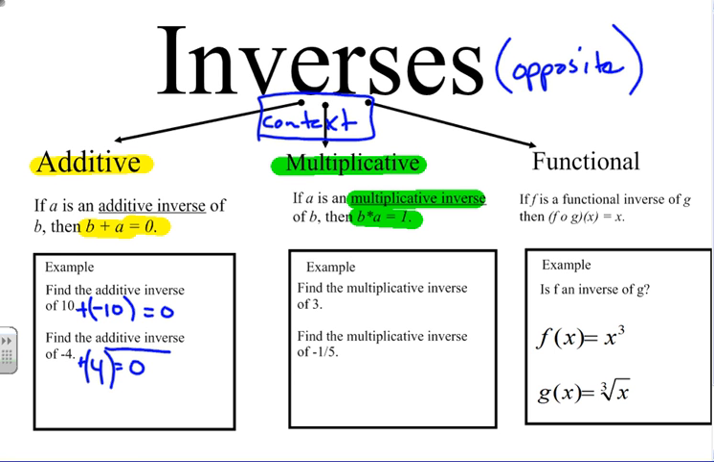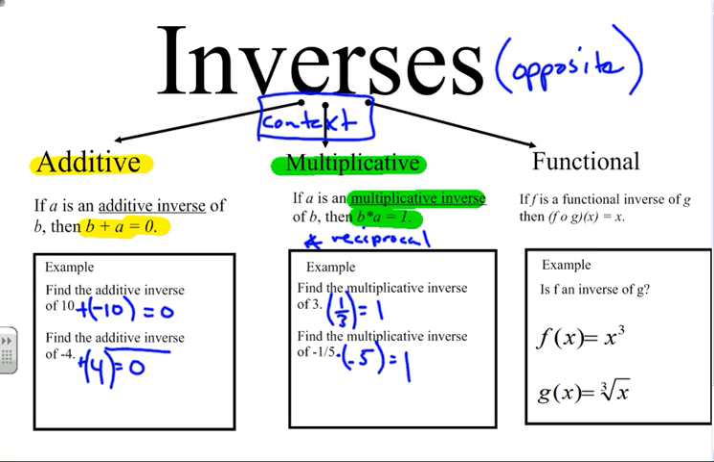Hopefully this comes to mind, because a multiplicative inverse is the reciprocal of a number. So for 3, the multiplicative inverse would be 1/3, because 3 times 1/3 is 1. So that's your multiplicative inverse. Negative 1/5 would have the inverse negative 5, not the opposite reciprocal. That would be for slopes and perpendicular lines. But when you multiply these two together, you get 1, and that's what you're looking for. Multiplicative inverses are simply reciprocals.